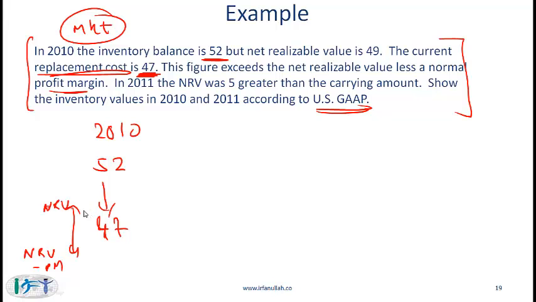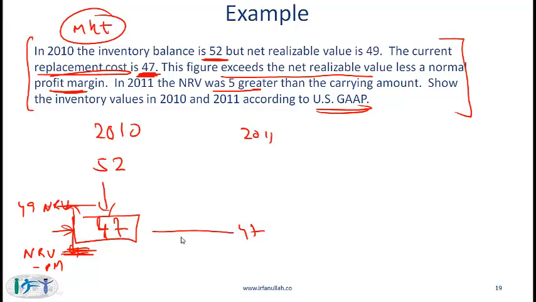We already know that NRV is 49. So 47 is below 49, which is good. And we are told that 47 exceeds NRV minus a certain profit margin. So essentially the point of this statement is to confirm that 47 is in the appropriate range. Hence our inventory can now be shown on the balance sheet at 47. In 2011, the NRV was 5 greater than the carrying amount. So initially carrying amount is 47. The NRV is now 5 greater, so NRV is equal to 52. What do we do? If you remember from the last slide, with US GAAP, we cannot write up. So once the item is at 47, it has to stay at 47.